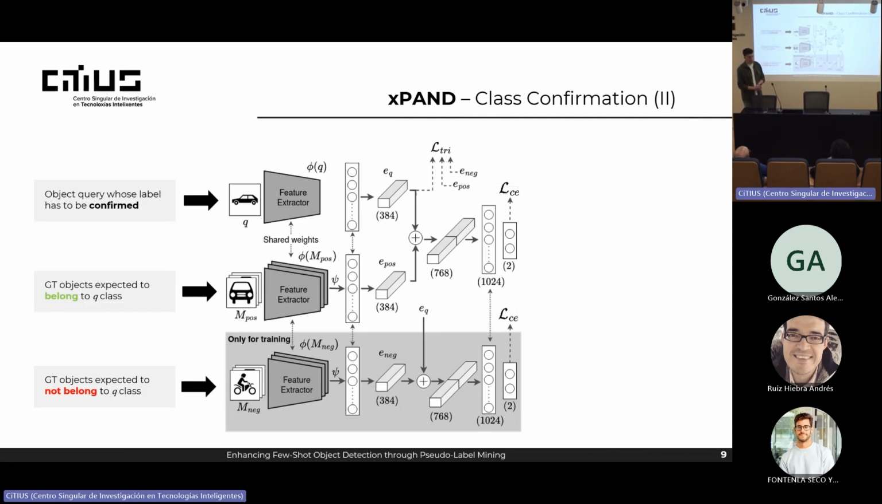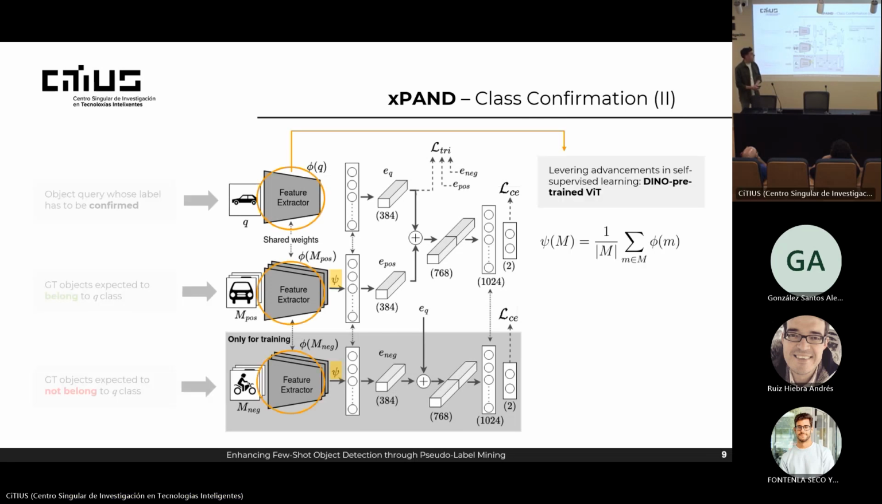This is the model of the class confirmation. We follow a contrastive learning setting, so we have 3 branches. The upper branch receives the image expected to belong to the query class. The middle branch receives the images expected not to belong to the query class, but are the support set. And the last branch receives the support set expected to not belong to the query class, but only in training.